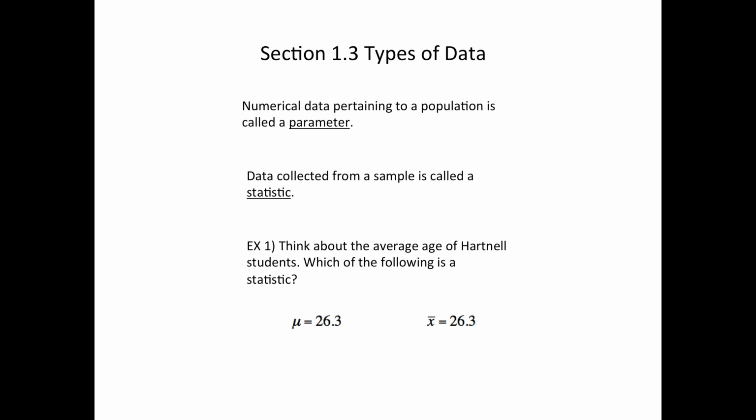But look at these two different notations. The one on the left is called mu. So this symbol right here is called mu, and that stands for the whole population. That's to say all, whatever it is, 10,000 students at Hartnell. If there was a sample, then we would be using this x with a bar over it. So the one on the right is a statistic, and this one would be a parameter. So mu would be the parameter, x bar would be the statistic.